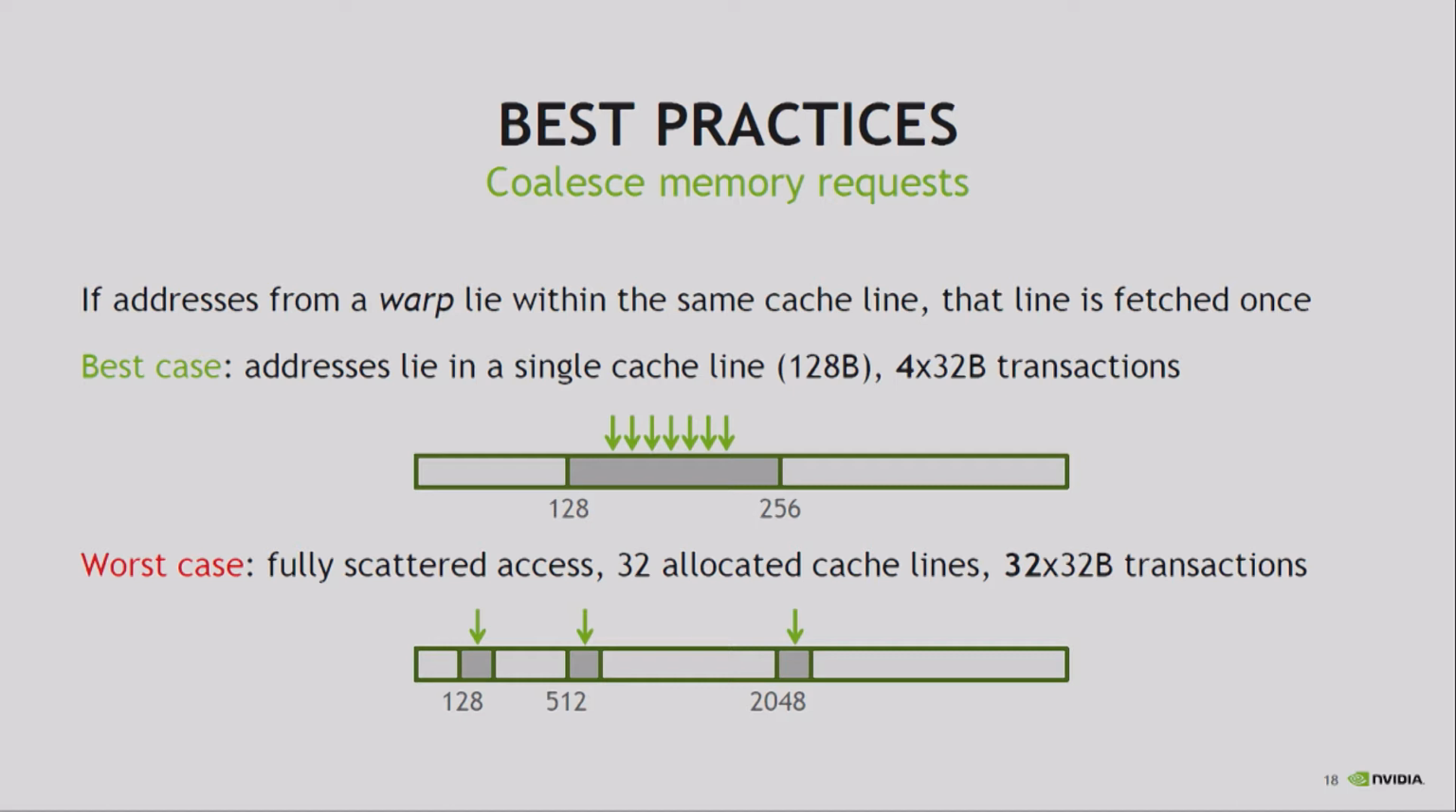You can actually do some experiments and see that for yourself. But the main idea is that you want to have your threads in a warp accessing some consequent memory region, so to be able to reduce this memory traffic that is coming.